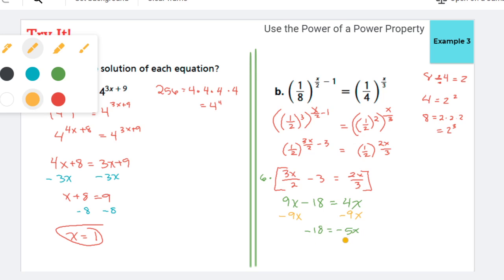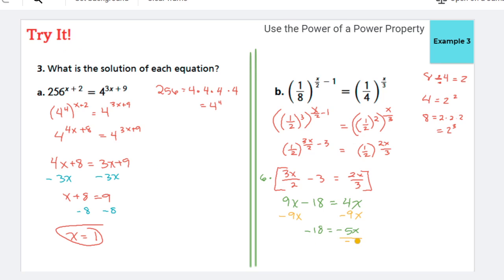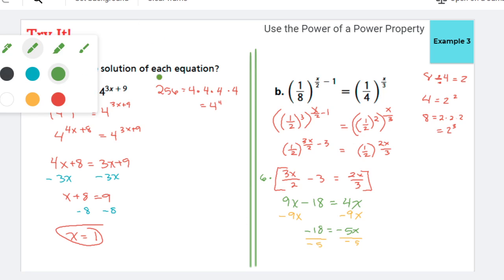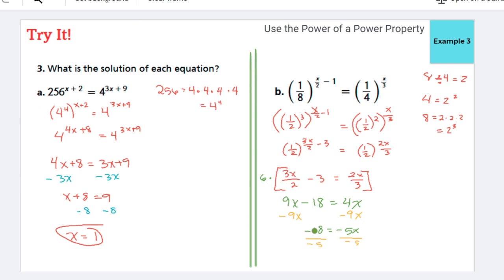Now here, the negative 5 and the x are being multiplied. So to remove it, I'm going to divide by negative 5. And remember, if you have a negative divided by a negative, it turns into a positive. So this is a positive 18/5 for my x value. So there we have it. That's how we use a power of a power property.